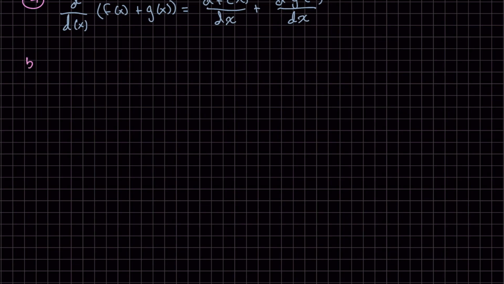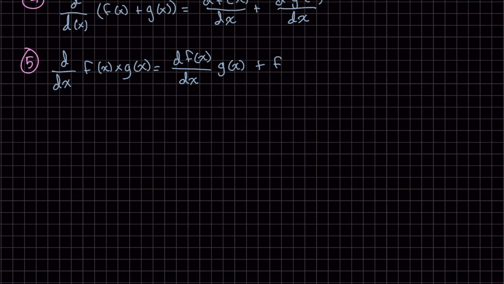Now we have what's called the product rule. There's a name for this one. When two functions are being multiplied and we want to take their derivative, dx of f of x times g of x, that's equal to the derivative of f of x with respect to x times g of x plus f of x times the derivative of g of x.